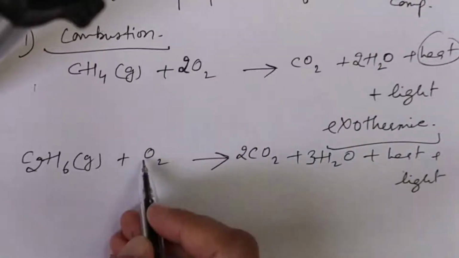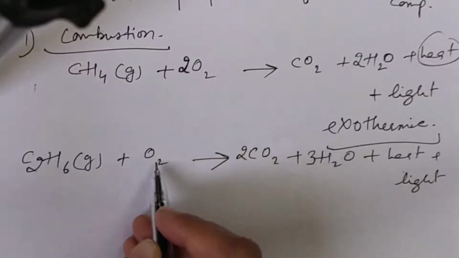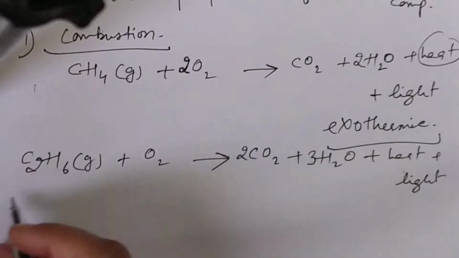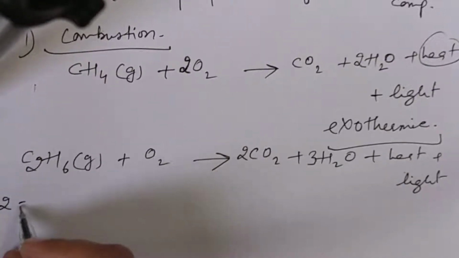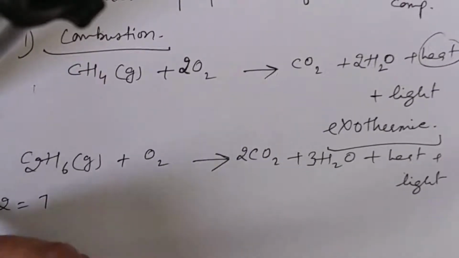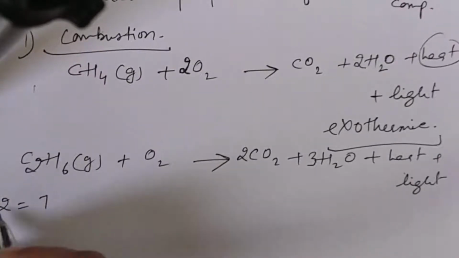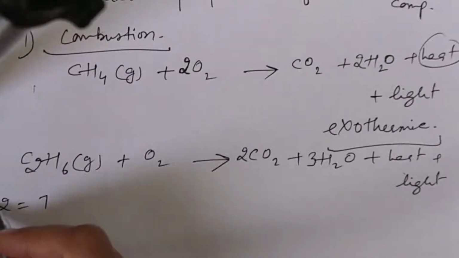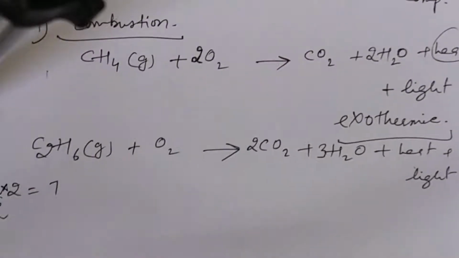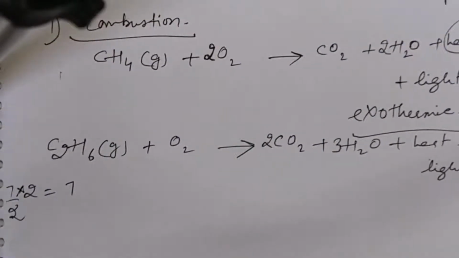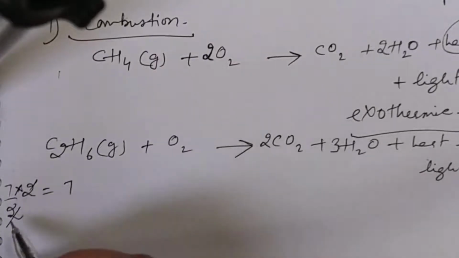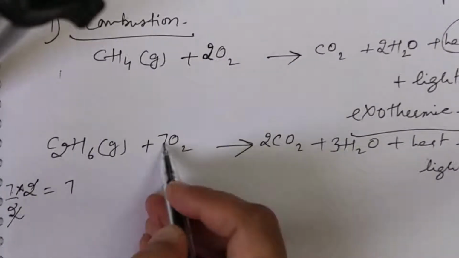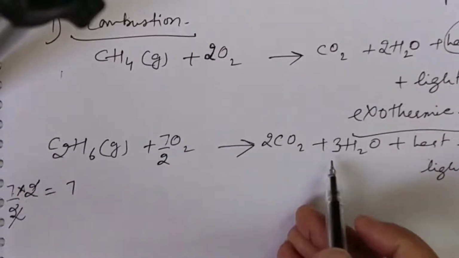How can you make these 2 oxygen atoms equal to 7? By multiplying it by 7 by 2. Are you getting the point? If you multiply 7 by 2 with 2, the 2 will cancel with the 2 and 7 will be left. 7 on both sides will make the equation balanced.